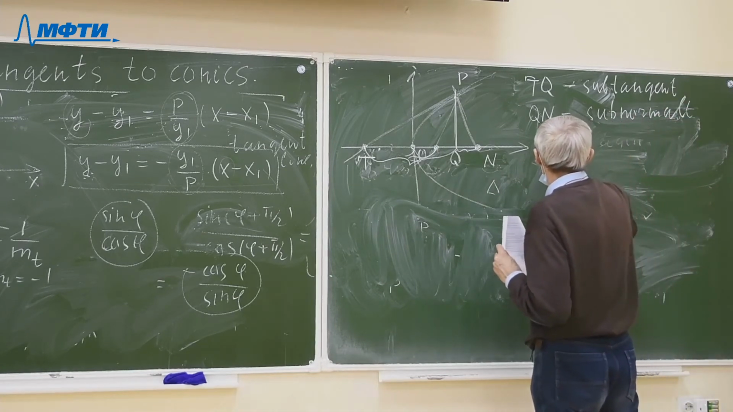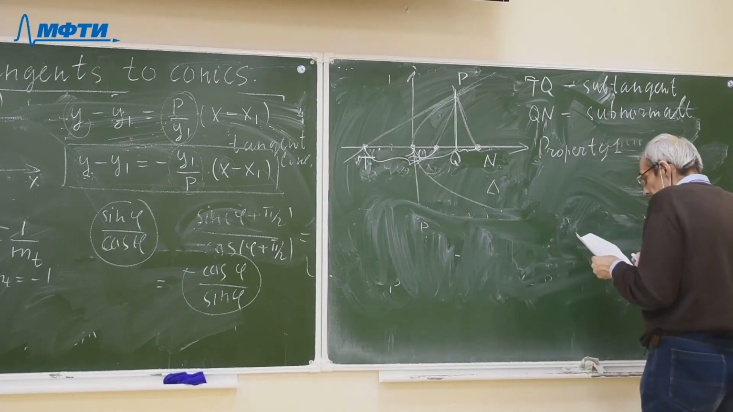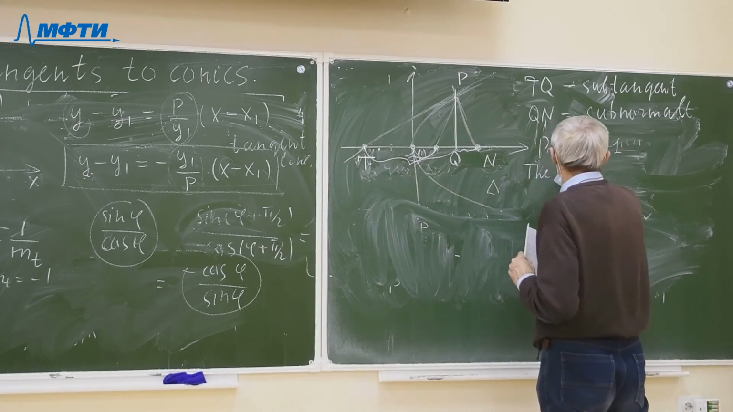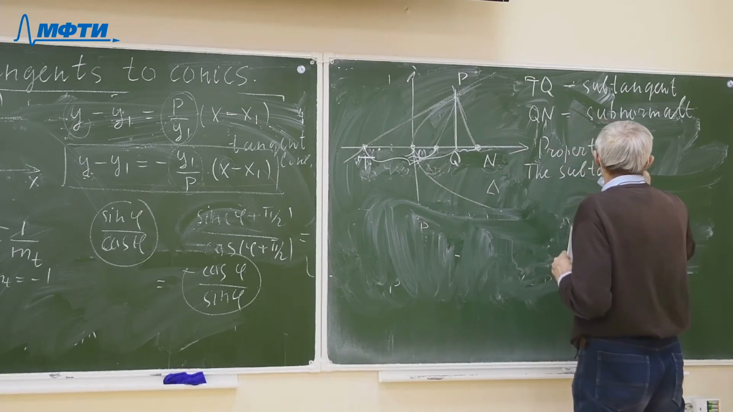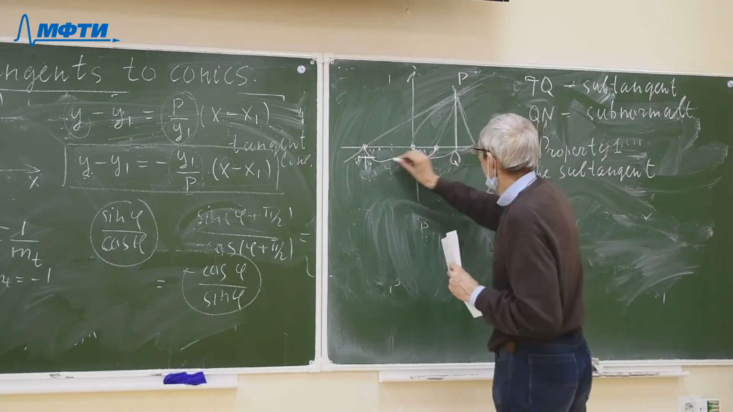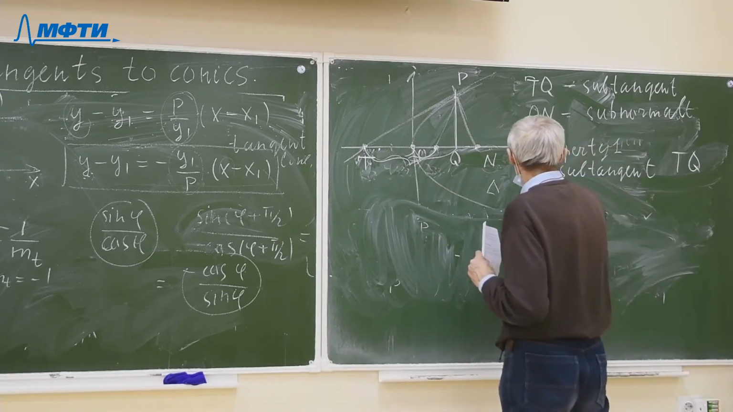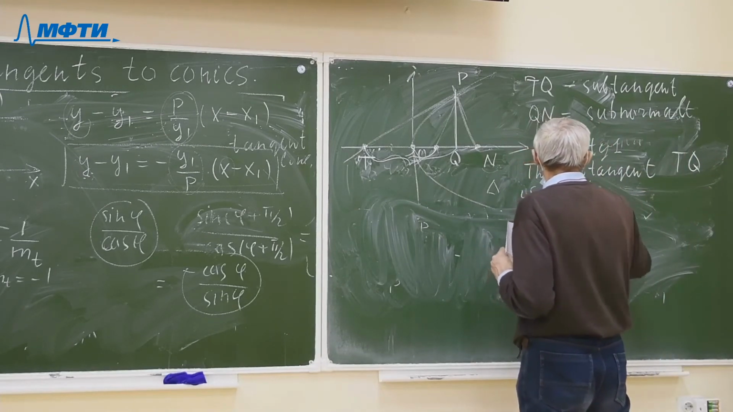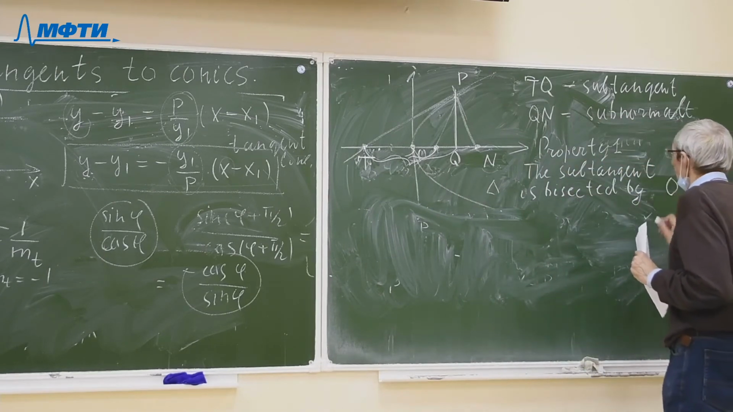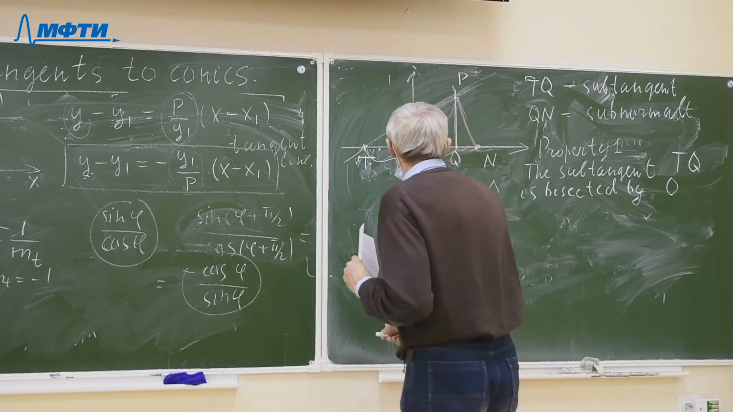And property 1. The subtangent TQ is bisected by point O.